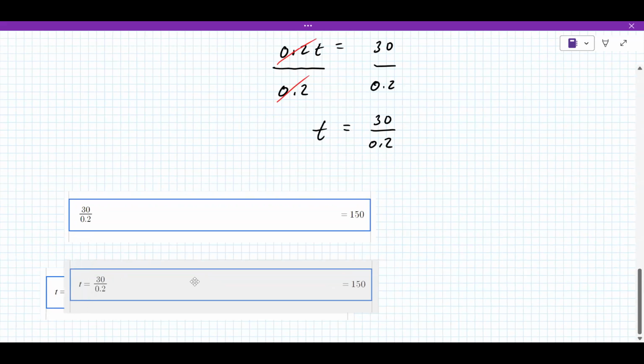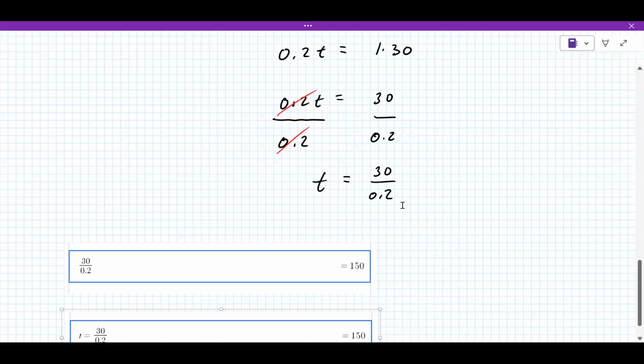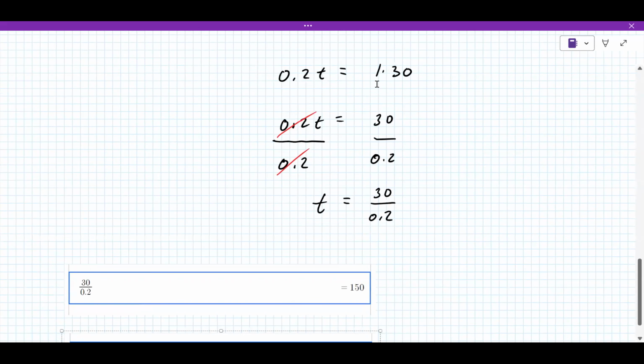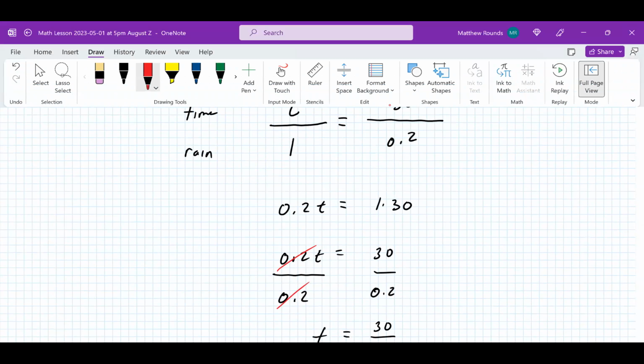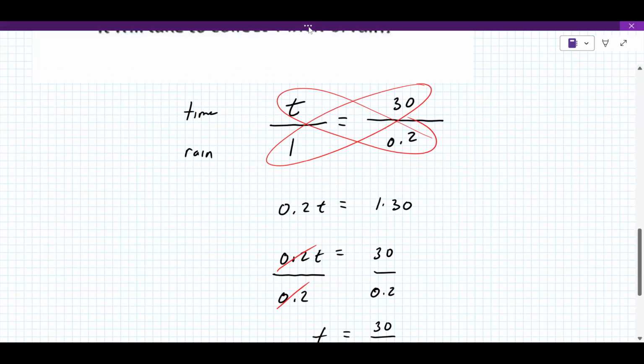So from here, you can see that the time is 150, but what are the units of time? Wouldn't it be 1 times 30? Oh, okay, so 30. Yes. Okay.